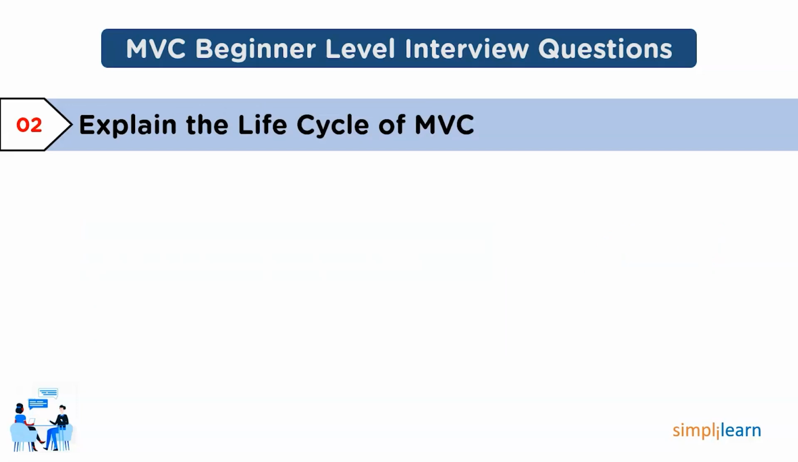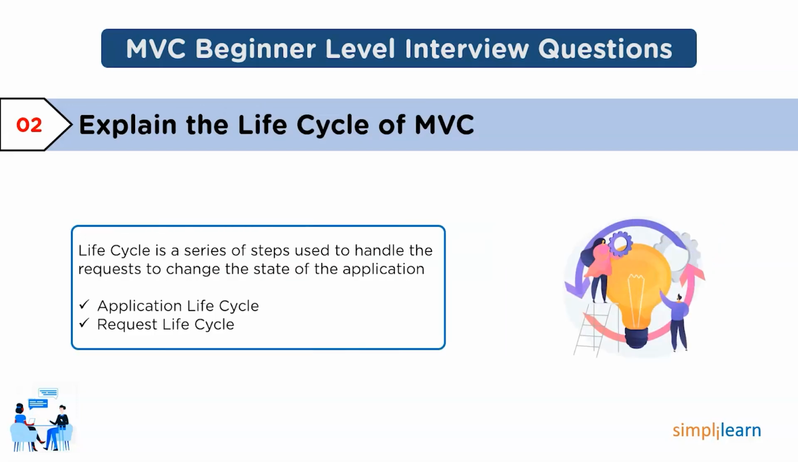Explain the lifecycle of MVC. Lifecycle is a series of steps used to handle the request to change the state of the application. The lifecycle of MVC is divided into two categories: Application Lifecycle and Request Lifecycle. Application Lifecycle runs the IIS application until it stops. The Request Lifecycle handles the HTTP request of the application.